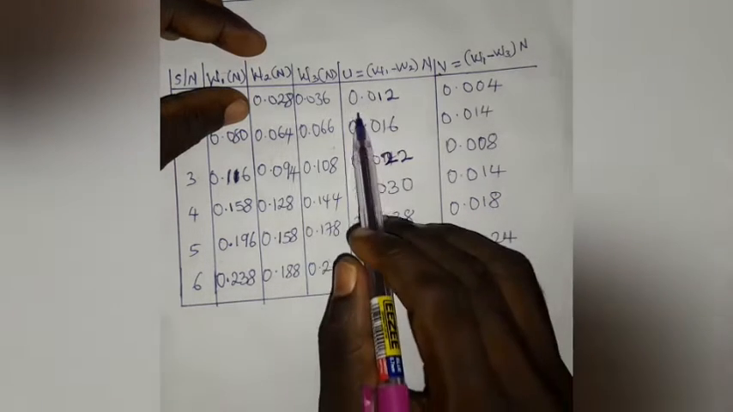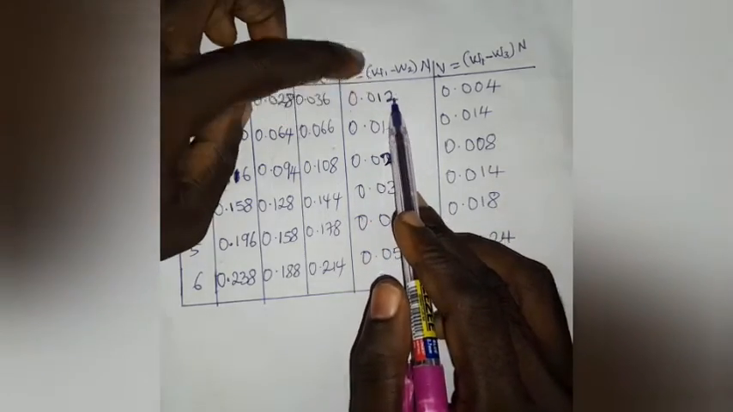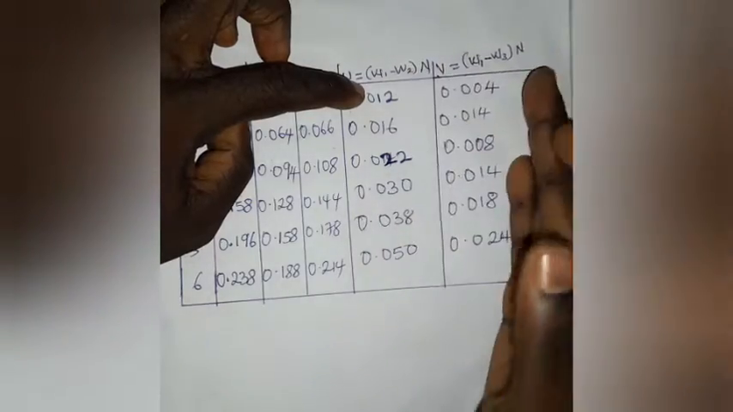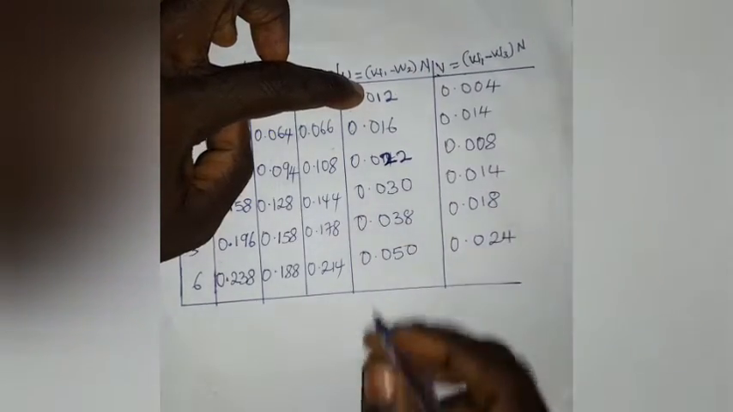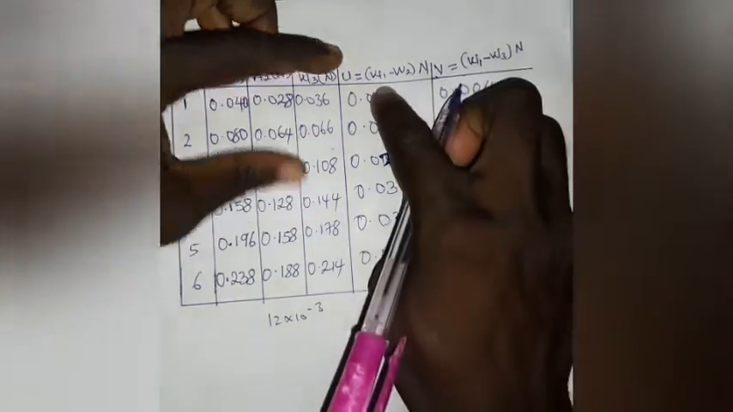What do I mean by that? If I write this, not in standard form anyway, I can move this 1, 2, 3, and I'm going to have 12. You can look for somewhere just to write this down, or you can even show it on your working table. So I'm going to have 12 times 10 raised to the power minus 3 Newton for this.